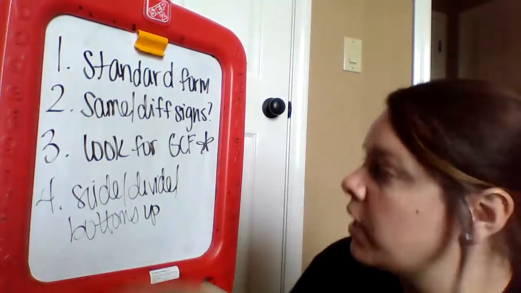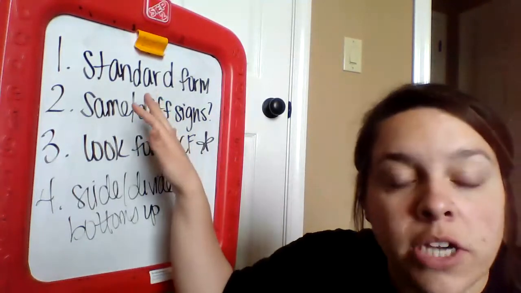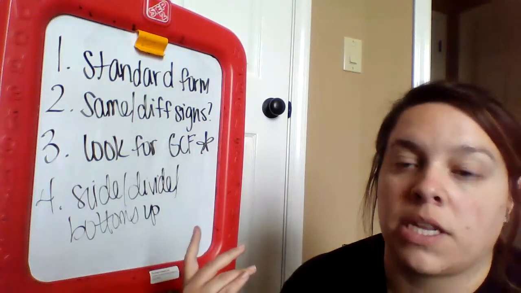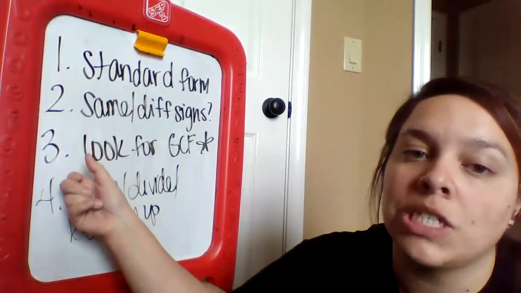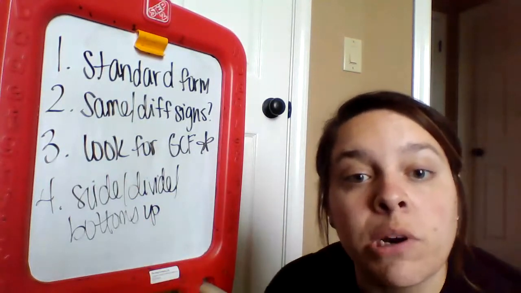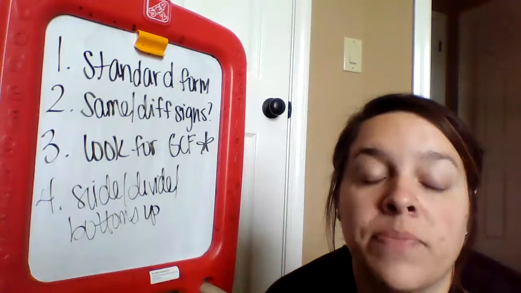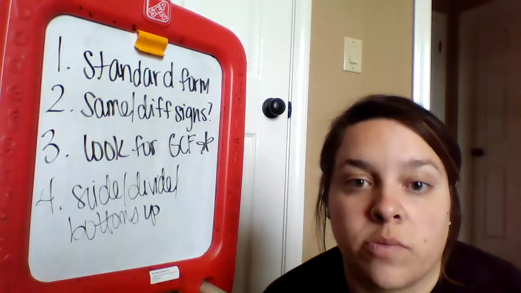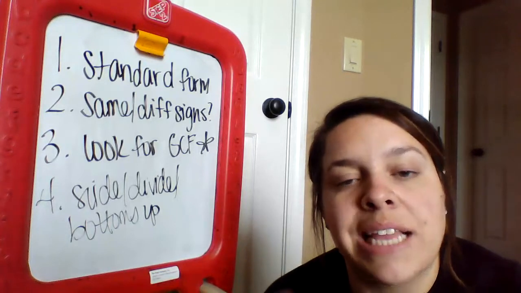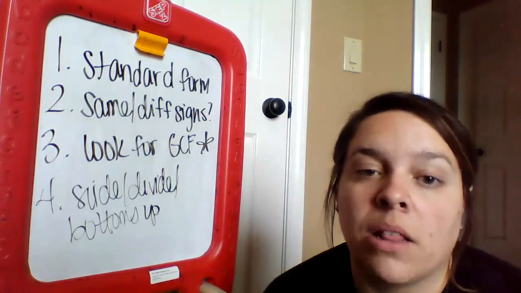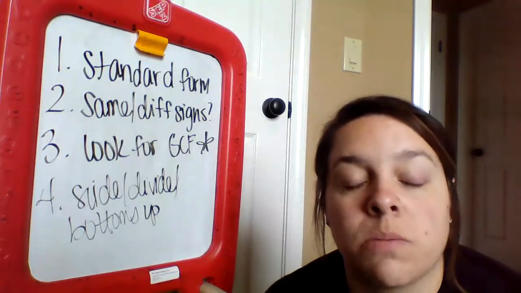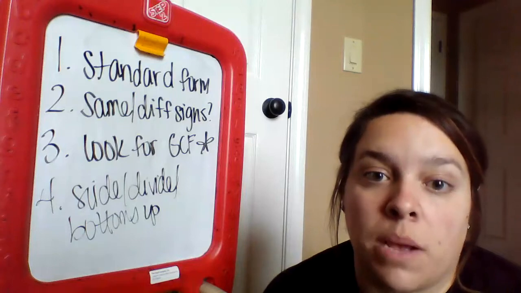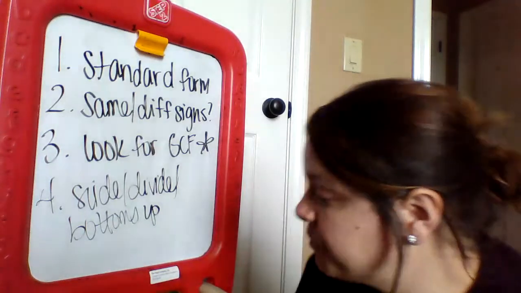So we're going to throw in a new step 3 here. We're still going to check to make sure that it's in standard form, and then check to see if it has same signs or different signs. And then we're going to look for a GCF, a greatest common factor. Now remember, a greatest common factor has to be the greatest number that all three of the numbers are divisible by. We're going to divide that out to make the numbers a little bit smaller before we start the actual slide, divide, bottoms up part. So that's what we're going to do today.